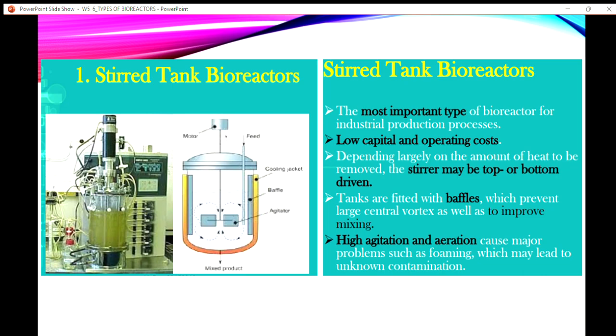For example, if you stir ice regularly, it will form a vortex, like there is a vortex in the middle. The vortex is actually not good, because it can cause the microbe to be ruptured, because some microbes are really sensitive to pressure or shear. Also, it has high agitation and aeration. You need to control this agitation and aeration, because it might cause a foaming problem.